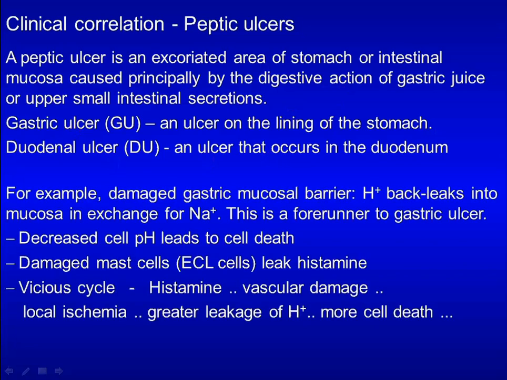For example, when the gastric mucosal barrier is damaged, protons back leak into the cell in exchange for sodium. This is the forerunner to gastric ulcer because decreased pH inside the cell leads to cell death. Damaged enterochromaffin-like cells leak histamine. Histamine causes vascular damage and local ischemia, which leads to a greater leak of protons and more cell death. This is a vicious cycle.